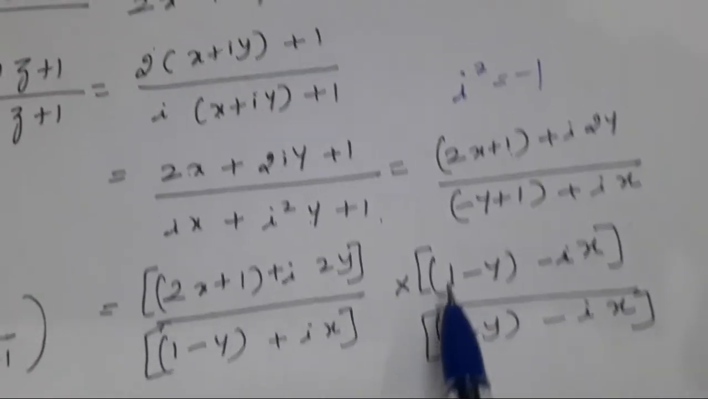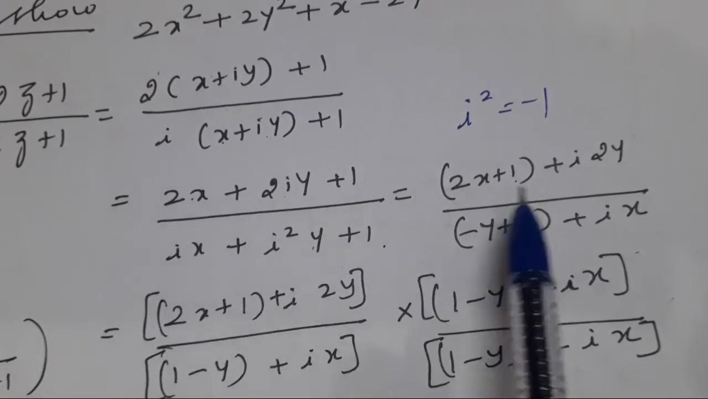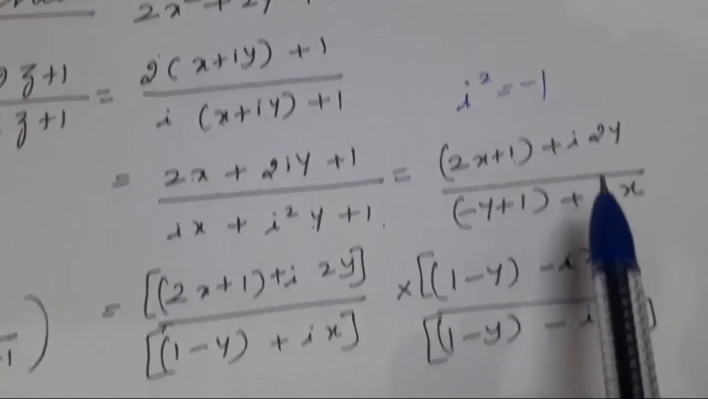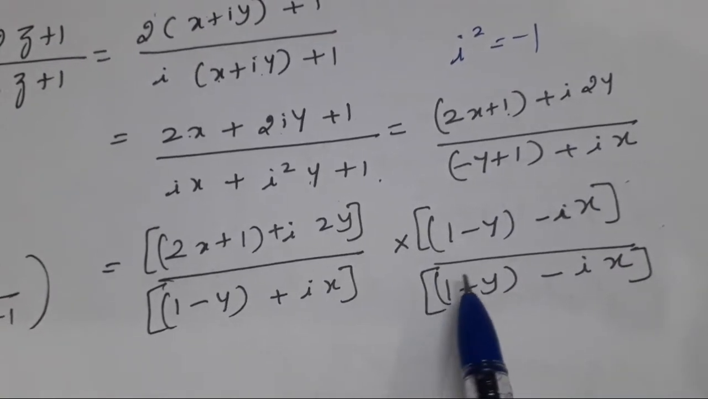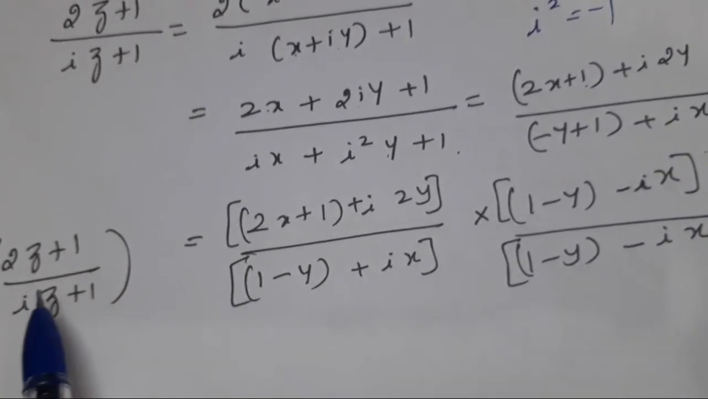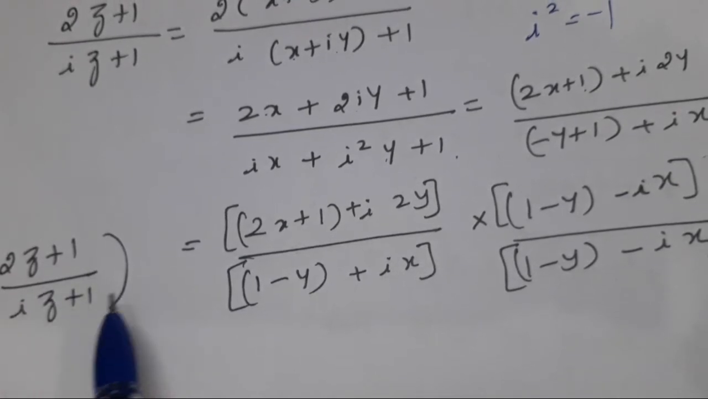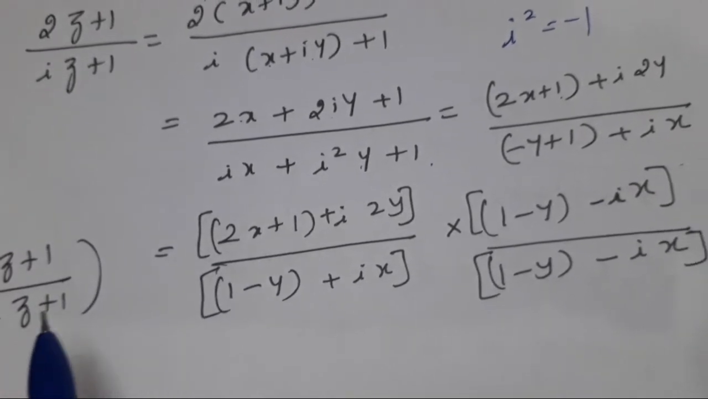Go through carefully. First you substitute the value for z. Simplify and segregate the real part and the imaginary part. Afterwards, you multiply and divide by its conjugate. We are going to find the imaginary part of (2z plus 1) by (iz plus 1), take the imaginary part, prove the locus of the point, and prove the result also.